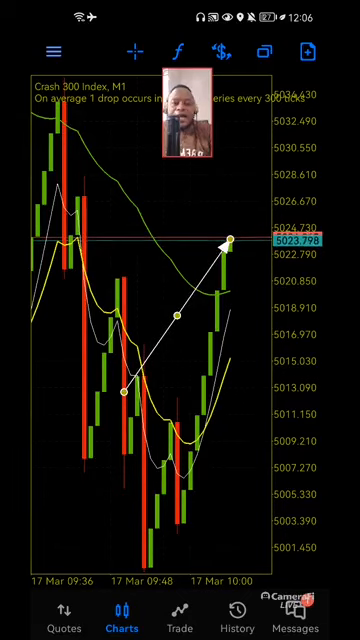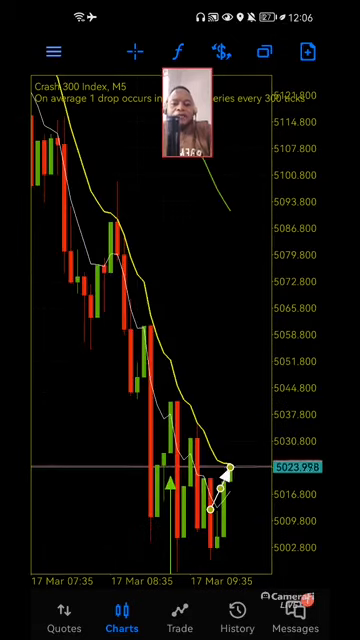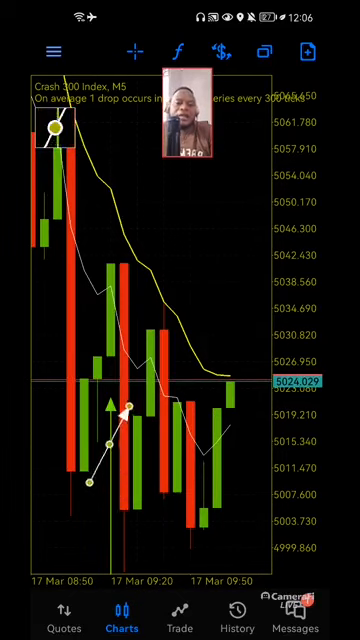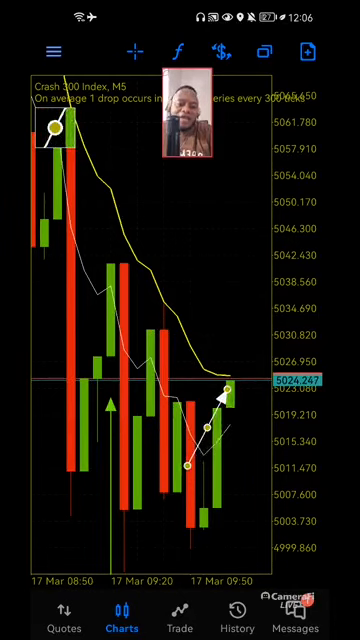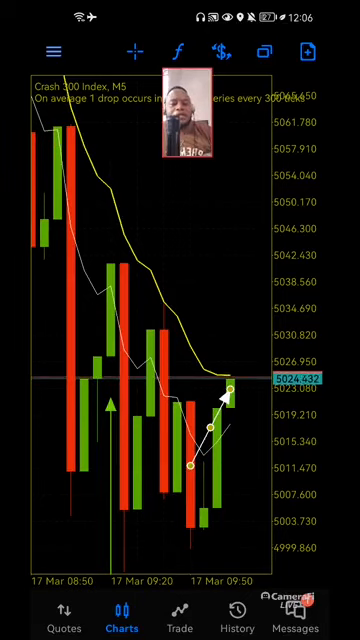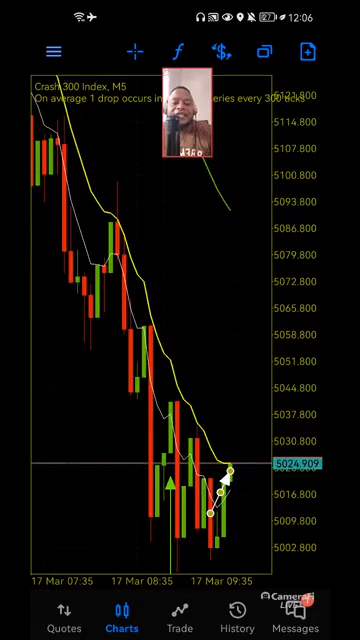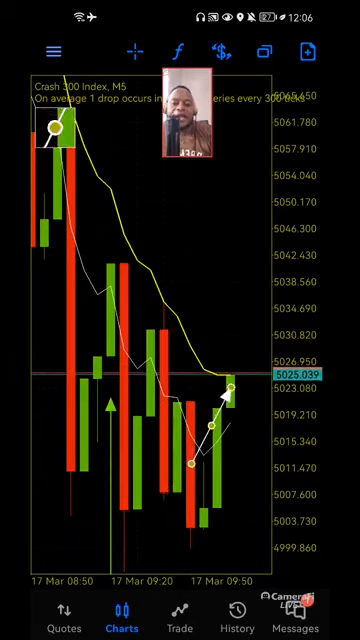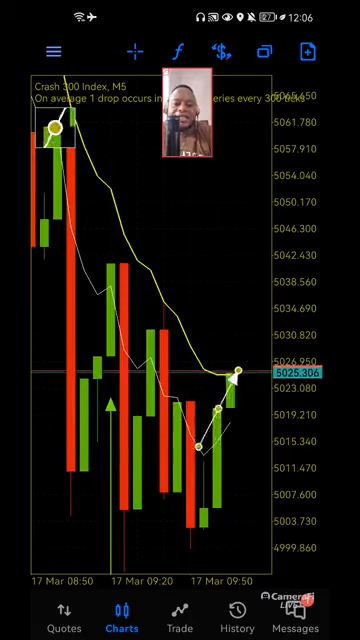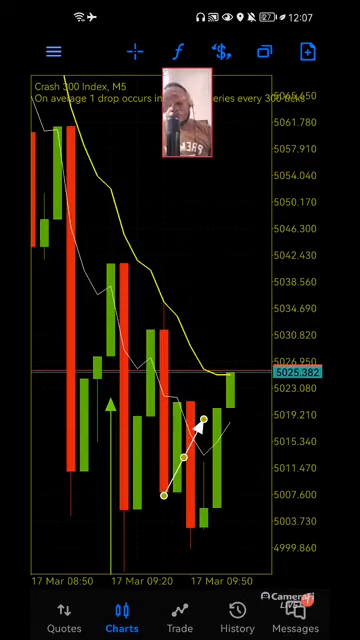So, the EMA, how is it working on M5? Crash 300 M5. We are not passing the yellow line. So this candlestick is not supposed to pass that yellow line. According to our trend there, it does not have to pass our yellow line. If it passes the yellow line, the next 5 minute candlestick that is starting, you use that one to get out.